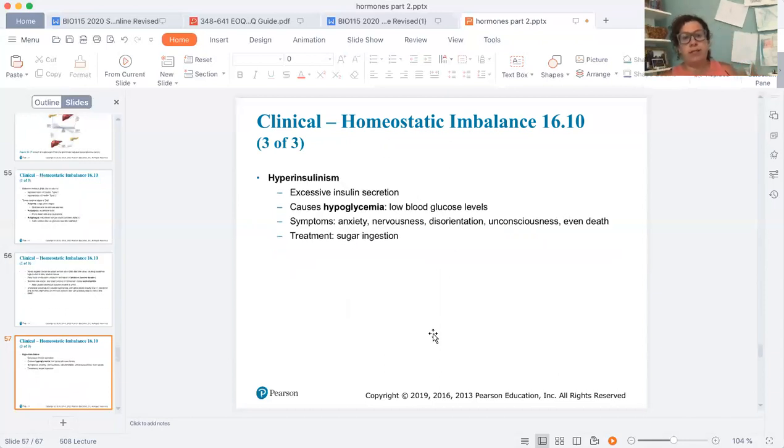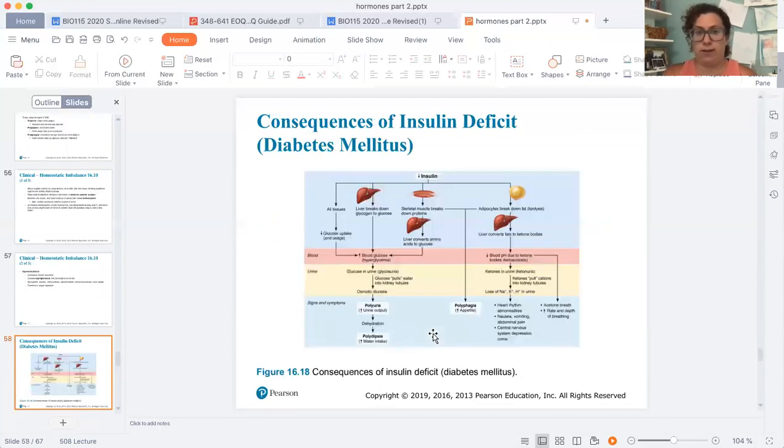We also have something called hyperinsulinism, which is where there's too much insulin secreting, so we get way too low blood glucose levels. That's normally from a tumor or some other issue, but it causes lots of anxiety and disorientation. Too low of blood sugar can cause coma and death.